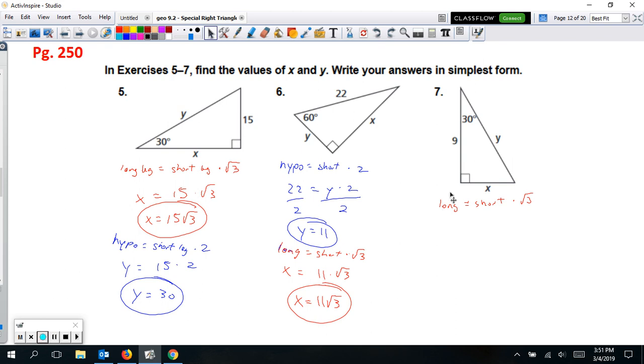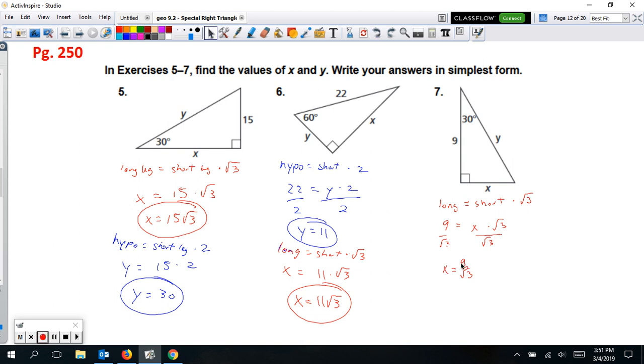So our long leg is 9. We're going to put 9 here, x times the square root of 3. We're going to divide by the square root of 3 to solve for x. So 9 divided by square root of 3. That would cancel these square root of 3's out. So now it's just x equals 9 over square root of 3.